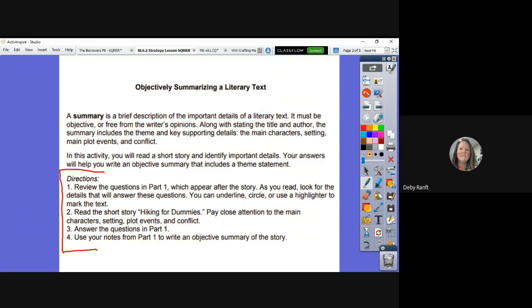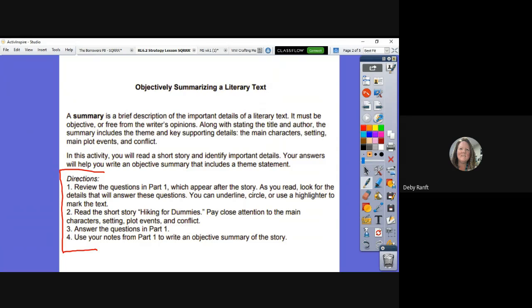A summary is a brief description of the important details of a literary text. It must be objective or free from the writer's opinions. Along with stating the title and author, the summary includes the theme and key supporting details, the main characters, setting, main plot events, and conflict. In this activity, you will read a short story and identify important details. Your answers will help you write an objective summary that includes a theme statement.